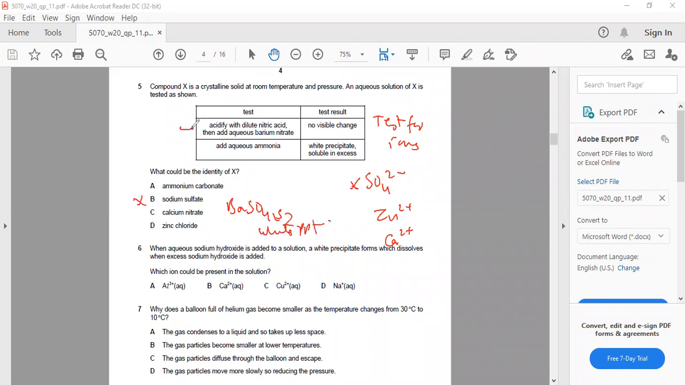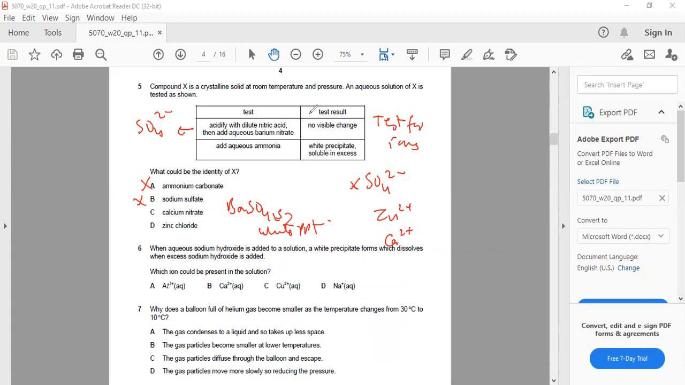This is a test for sulfate ion, and the observation is a white precipitate. There is no change, so sulfate is absent. And even carbonate is absent, because if you add acid to carbonate, it gives effervescence. Okay, so two possibilities are not there.